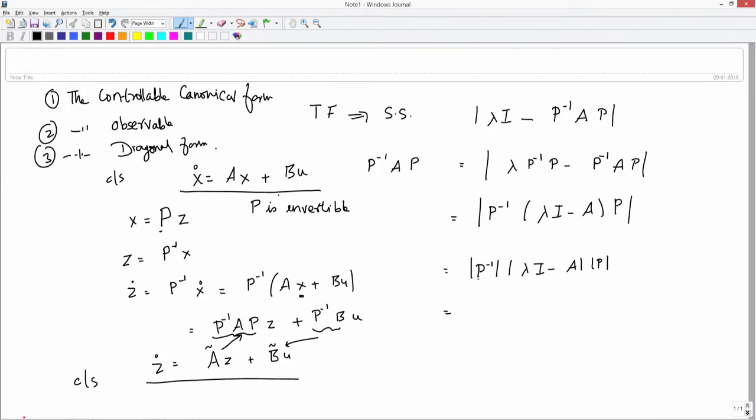So, what am I left with? This guy cancels with this guy, and I am just left with lambda I minus A. If I equate this to 0, I get the poles. So, if I write this down in summary, lambda I minus P inverse AP is lambda I minus A is 0. So, the characteristic equations are the same, which means that the poles here and the poles here would exactly be the same. So, almost like nothing changes, right.